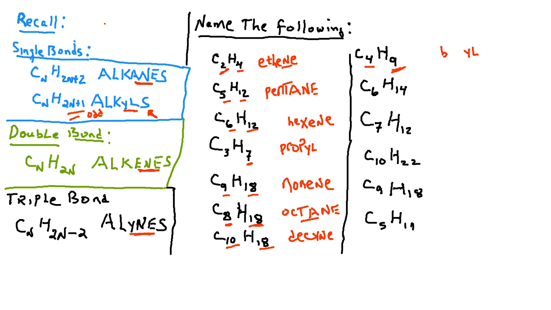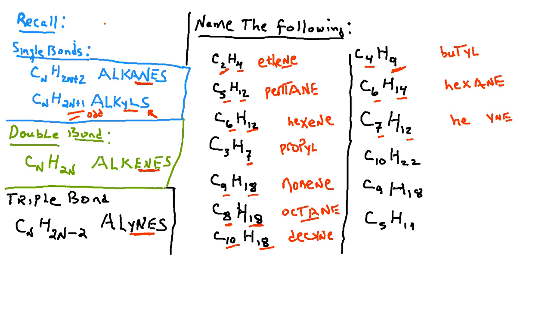Okay. All right, here we have n is 6. 2 times 6 is 12, plus 2 is 14. So this is an ane. And 6 is hex. The prefix is hex. Okay, 7, n is 7. 2 times 7 is 14. Minus 2 is 12. So this is an yne. This must be a triple bond, right? Yne. And 7 is hept, right? So this is heptyne, okay?